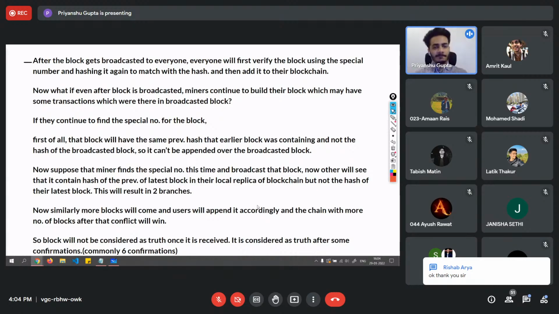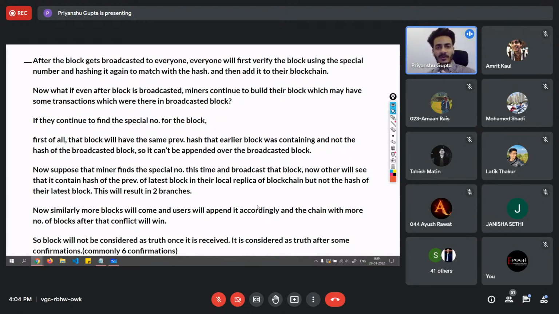Now suppose, after a block gets broadcasted to everyone, there are two miners, miner one and miner two. Let's say miner one picked some transactions and miner two picked some transactions, and there were some common transactions between the blocks which miner one and miner two were creating. So there was some clash.